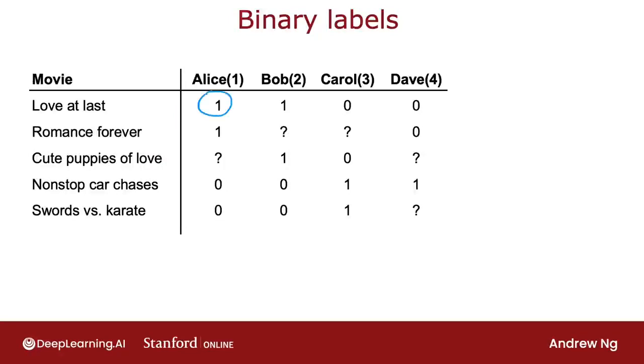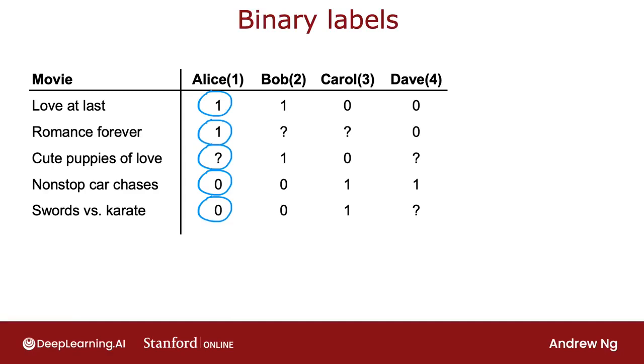A 1 denotes that the user liked or engaged with a particular movie. So label 1 could mean that Alice watched the movie Love at Last all the way to the end and watched Romance Forever all the way to the end. But after playing a few minutes of Non-Stop Car Chases, she decided to stop the video and move on. Or it could mean that she explicitly hit like or favorite on an app to indicate that she liked these movies, but after checking out Non-Stop Car Chases and Swords vs. Karate, did not hit like. And the question mark usually means the user has not yet seen the item, and so they weren't in a position to decide whether or not to hit like or favorite on that particular item.